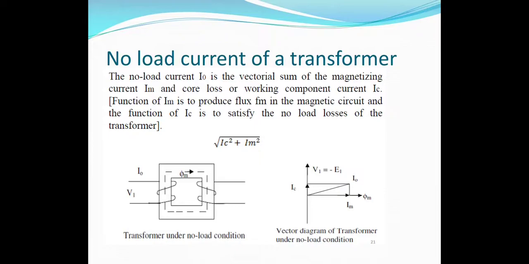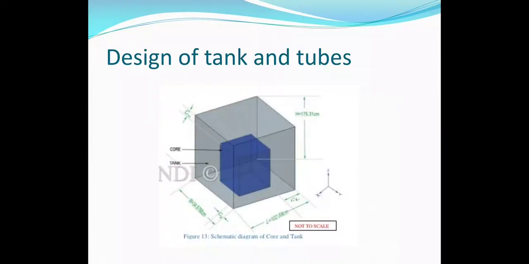And the magnetizing current mainly produces flux in the magnetic circuit, and the function of IC, the loss component, is to satisfy the no load losses of the transformer. Here we saw the vector diagram of a transformer, and also the value of no load current I naught is given by root of IC square plus IM square.